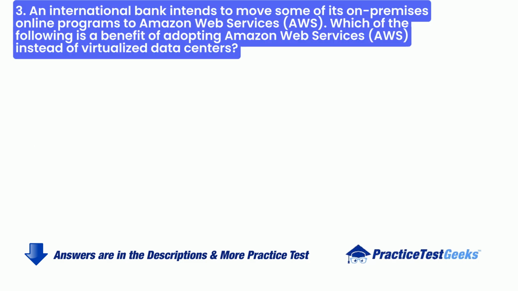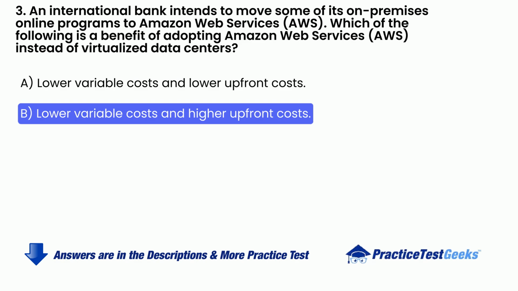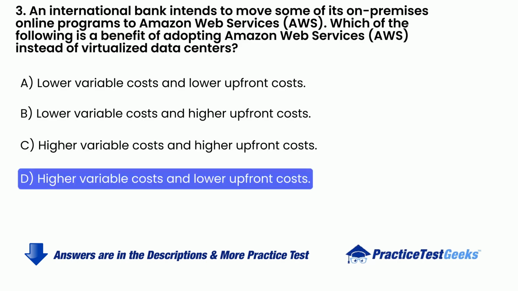An international bank intends to move some of its on-premises online programs to Amazon Web Services. Which of the following is a benefit of adopting Amazon Web Services instead of virtualized data centers? A. Lower variable costs and lower upfront costs. B. Lower variable costs and higher upfront costs. C. Higher variable costs and higher upfront costs. D. Higher variable costs and lower upfront costs.